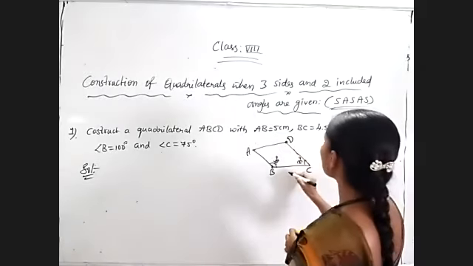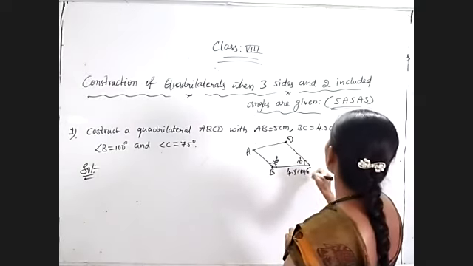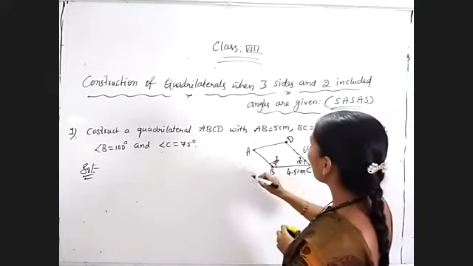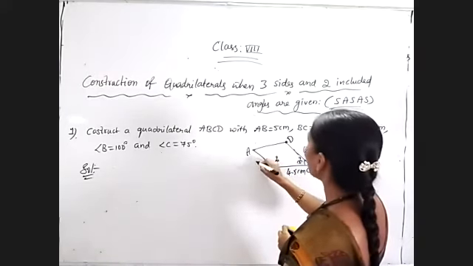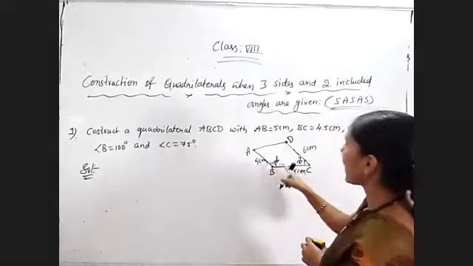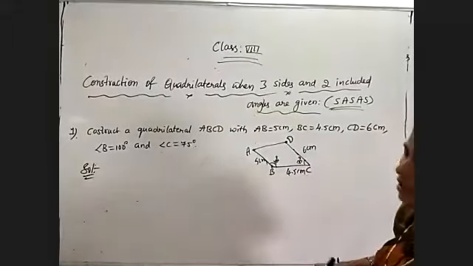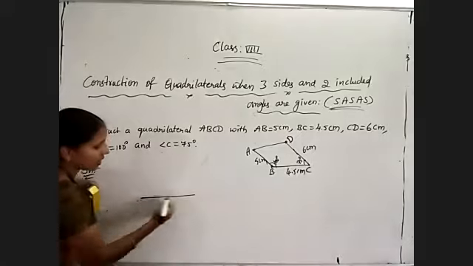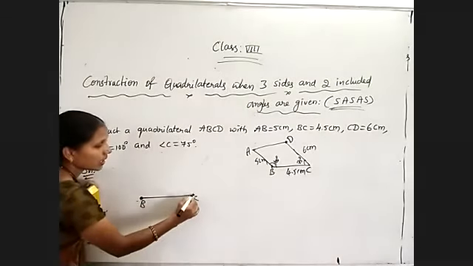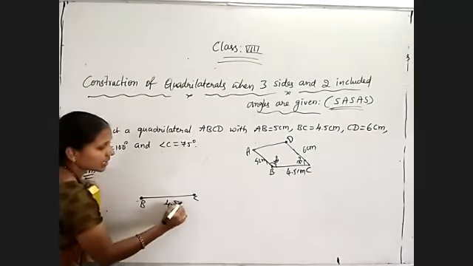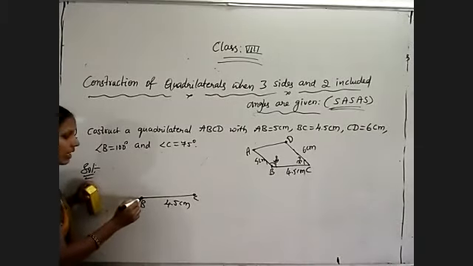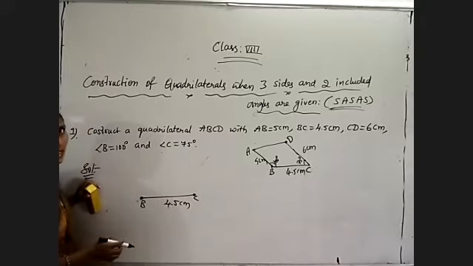Now BC is given as 4.5 centimeters, CD is 6 centimeters, DA we don't know, and AB is equal to 5 centimeters. Side, angle, side criterion. Now use the instruments and find it. First of all, according to the rough figure, I need to construct the baseline BC, a segment of 4.5 centimeters, using the scale. And now by using the protractor, I can construct B or C, that is my wish.